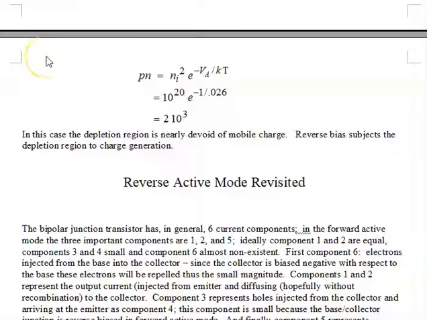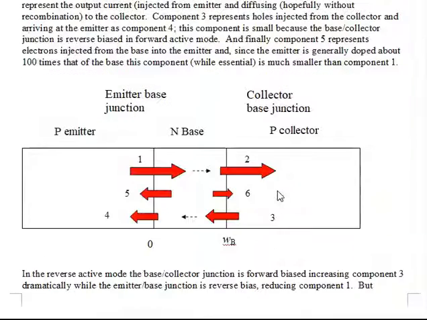Okay, so let's use these principles to talk a little bit about this thing called reverse active mode. And this is, I hope it's revisited. I think it is, but I'm not sure. So let's look at the current components in the forward active.